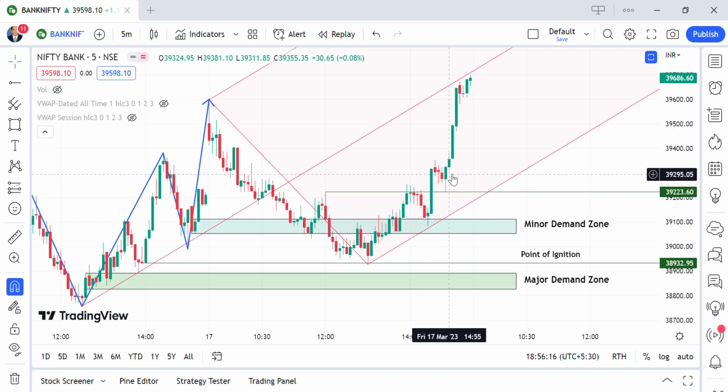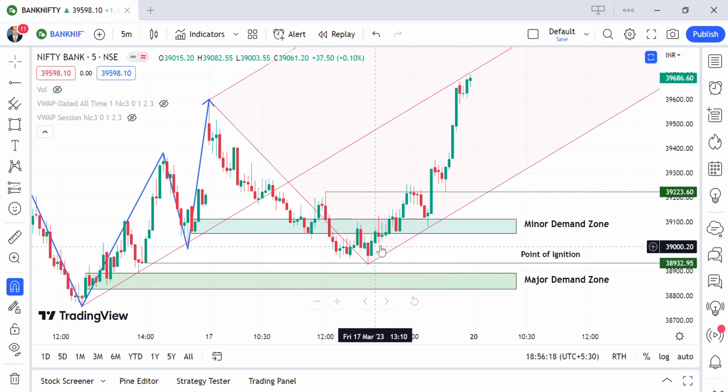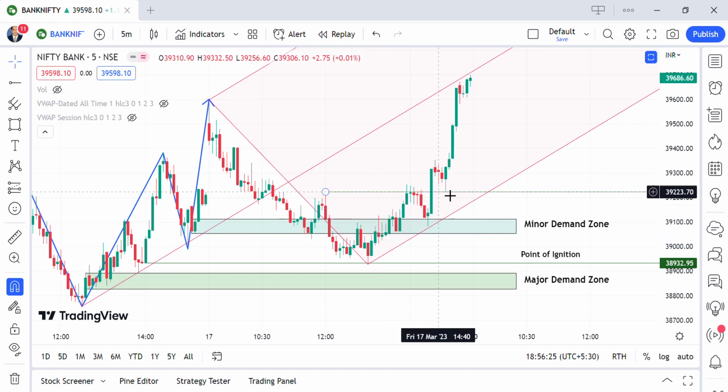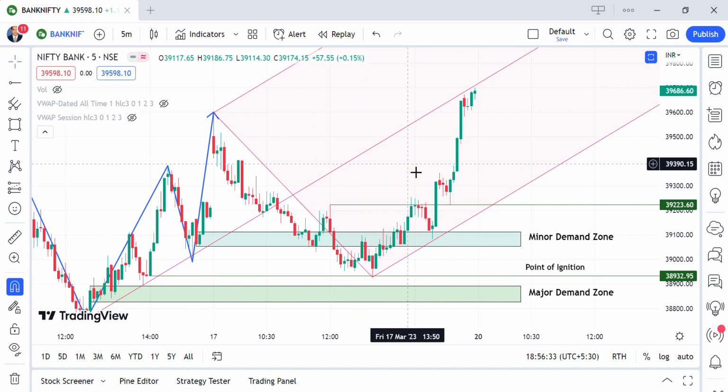So price has given three chances. One, at this point, if you are keen enough, you could have taken a long trade at this point itself. If not this point, then this point. So three chances for entering a trade. The target is obviously the midline of this pitchfork. So this is how we have to analyze the market, guys, and enter and exit trades.